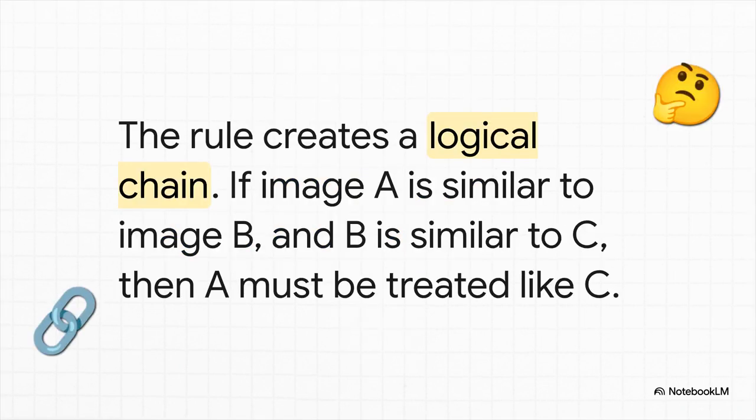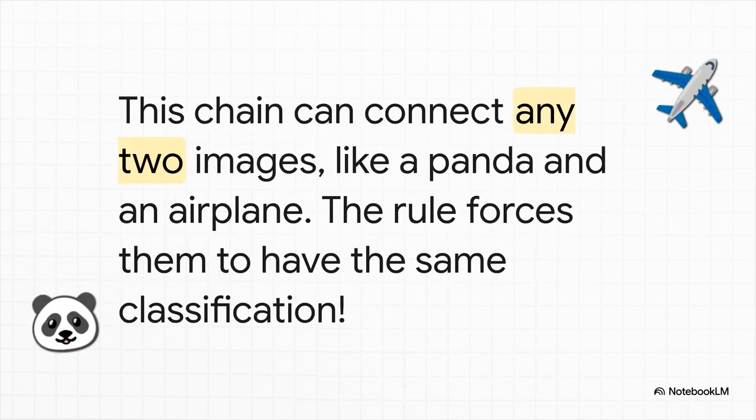Here's the problem. The rule creates a logical chain. It's basically like a game of telephone for images. Imagine image A is our panda. It's nearly identical to image B, which has just a tiny bit of noise. Our rule says they have to be in the same class. Okay, fine. But image B is also nearly identical to image C. So the rule says B and C also have to be classified the same. Well, if A is like B and B is like C, then our rule implies that A has to be treated the same as C.